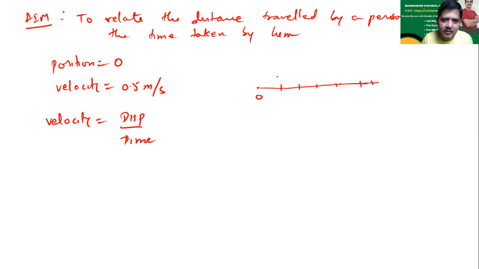So you are going to find out the distance traveled by him and the time taken by him to move like this. You are going to divide one with the other, and then you are going to find out the velocity. This is just a very simple experiment.